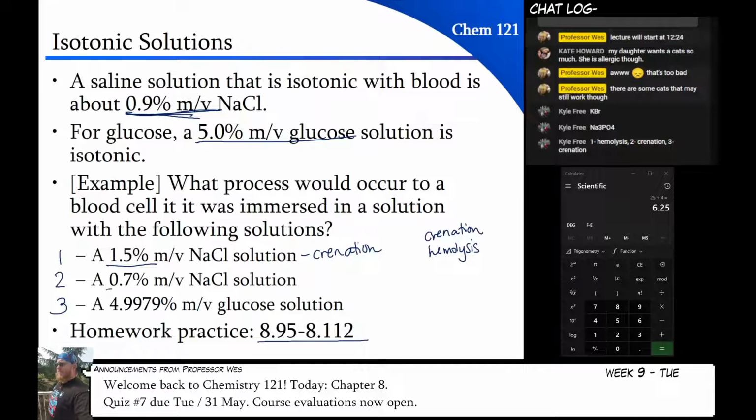For the second one, this is too dilute. Water would then flow into the cells, which would cause hemolysis. Or hemolysis. I don't know how to pronounce it. I've never actually looked it up. Now, for a glucose solution, 5% was our target. This is real close, so this is probably isotonic. You could also make the argument that you would slowly overhydrate, but odds are you'd be fine. The body is not that sensitive to water.